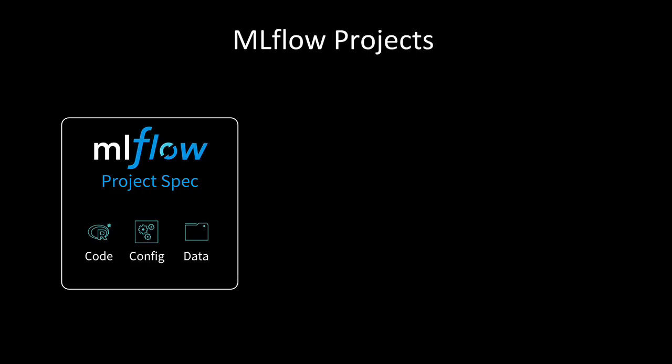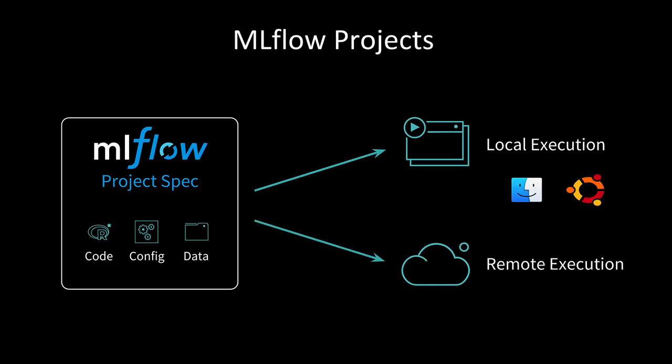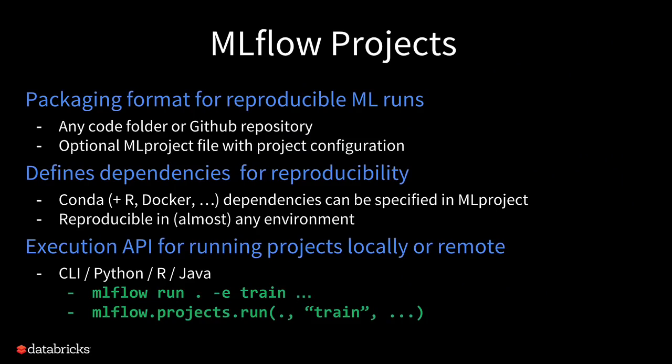So this is how MLflow envisions tackling the problem. An MLflow project is a wrapper or packaging around your machine learning code, and it includes the code, data, and configuration needed to run the project. On top of this packaging format, we have APIs which allow you to execute this code either locally, whatever your local environment might be, or remotely in the cloud. So this is a wrap-up of what MLflow projects are: a packaging format for reproducible machine learning runs.